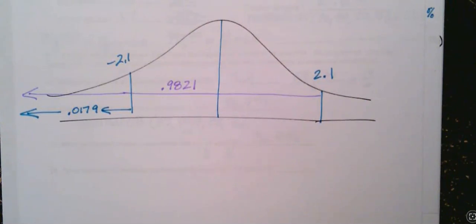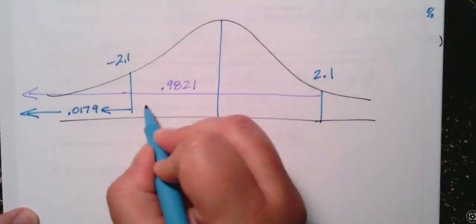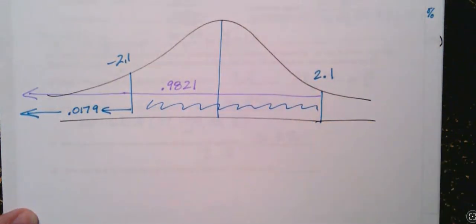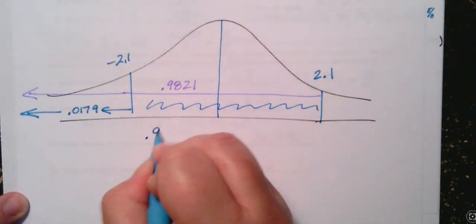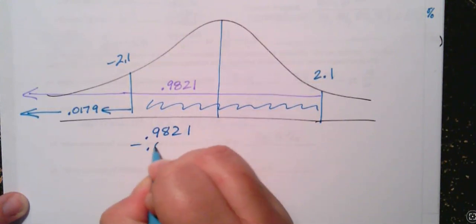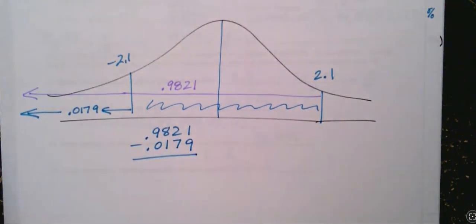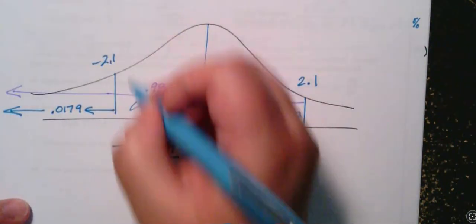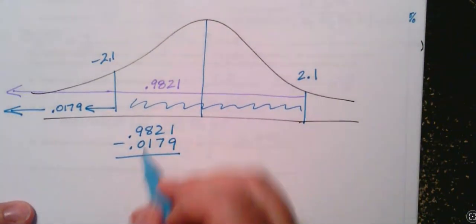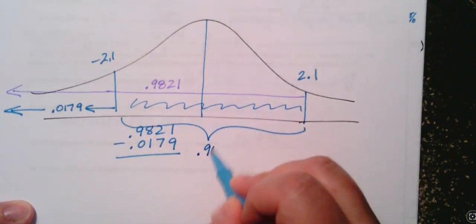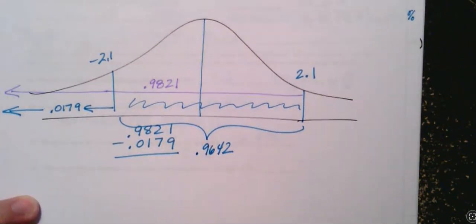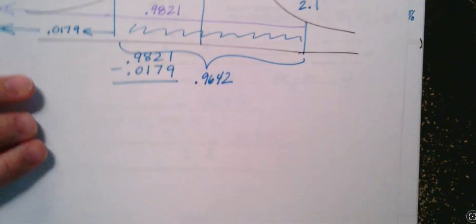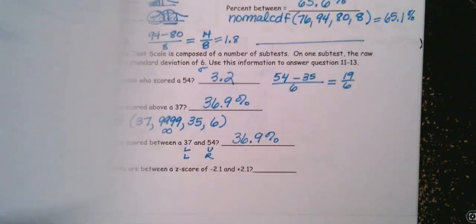that's basically between here. That's what I'm looking for. So I'm going to take 0.9821 and subtract 0.0179, and I get 0.9642. So between here is 0.9642. How was I asked to answer? What percent? So 0.9642 means 96.4%.